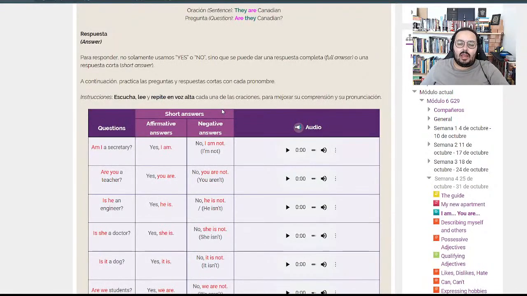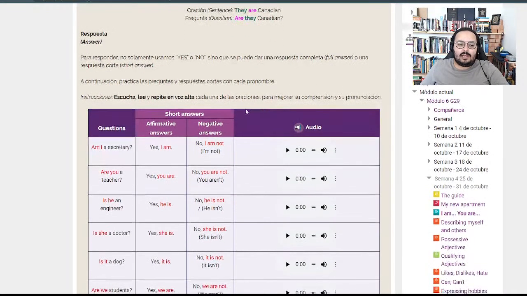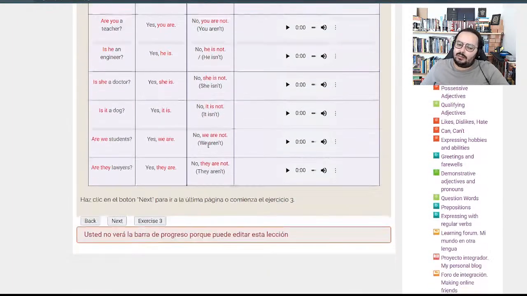Another important part in here is the answers. This kind of questions, the ones that start with the verb to be or the auxiliary or whatever, only give us yes or no answers. For example, am I a secretary? Yes, I am. No, I'm not. We cannot have more than yes and no because we are not asking for more. If we want to ask for more, we have to use the WH question, which is another story. Well, later we'll see it.